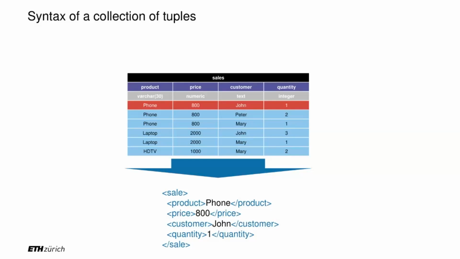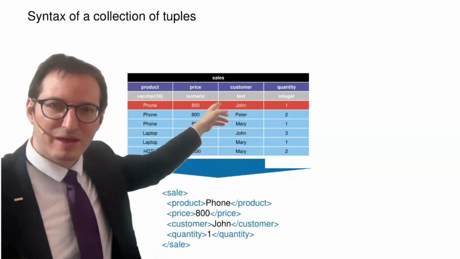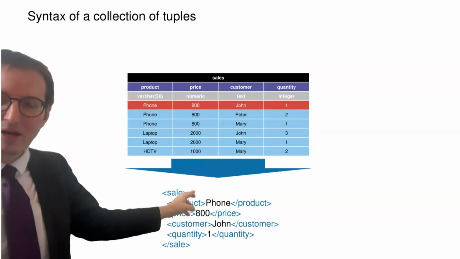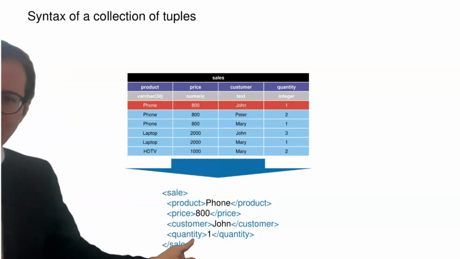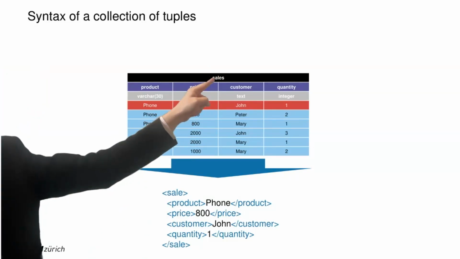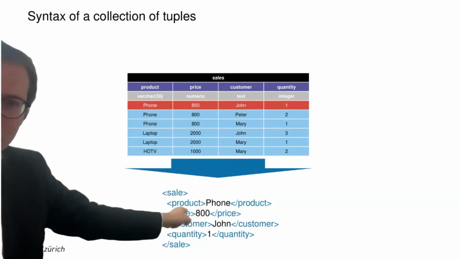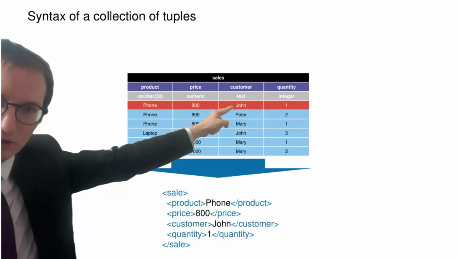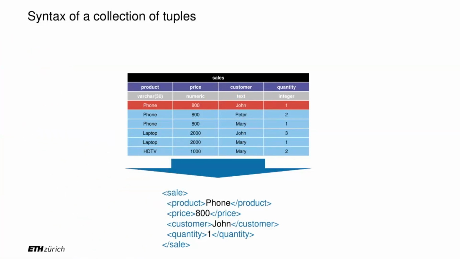So look at this now. That's the same data I had earlier. I have a table here that has plenty of records. And now I have this record that earlier I showed it to you as JSON. Now it's XML. So see how it is in XML. We have sale. That is my containing element here. Sale. We typically use the singular form of the table name. And then product phone. Price 800. Customer John. Quantity 1. So you see how we do it.